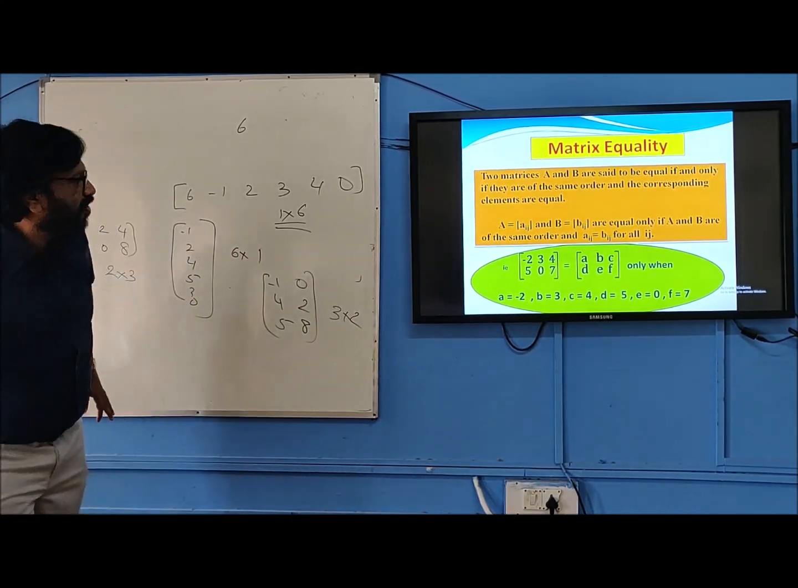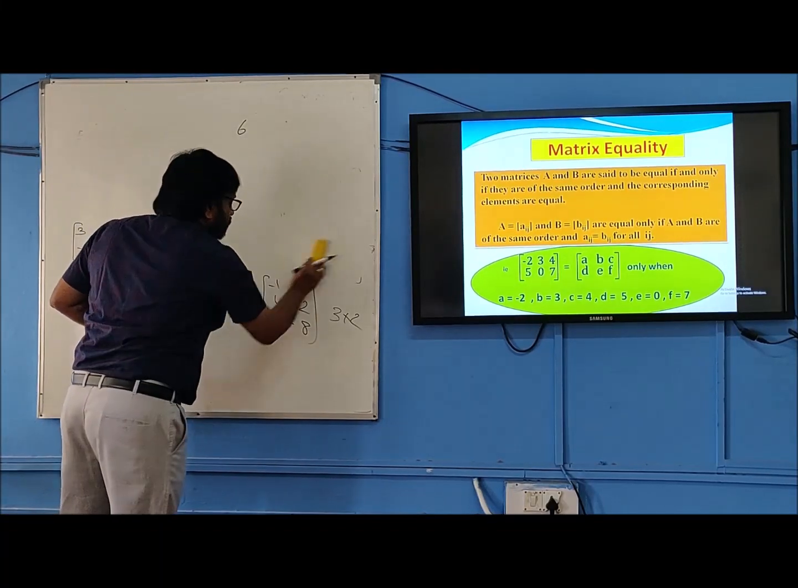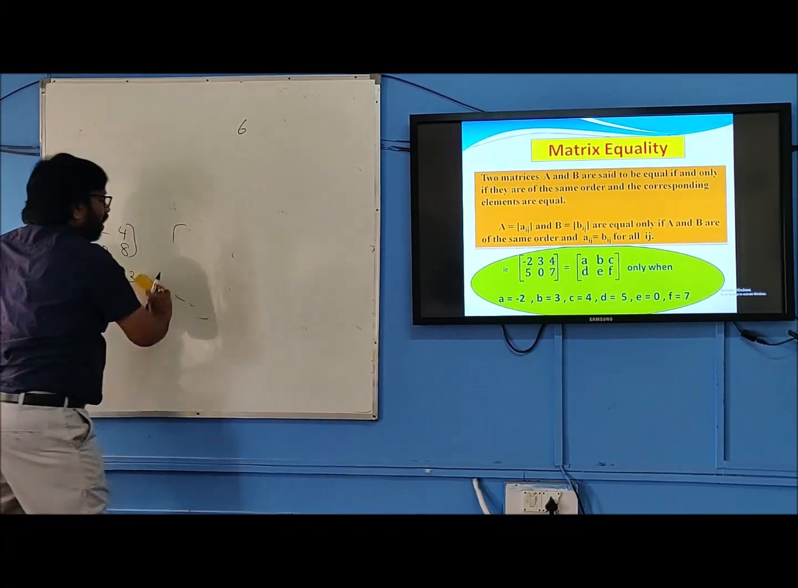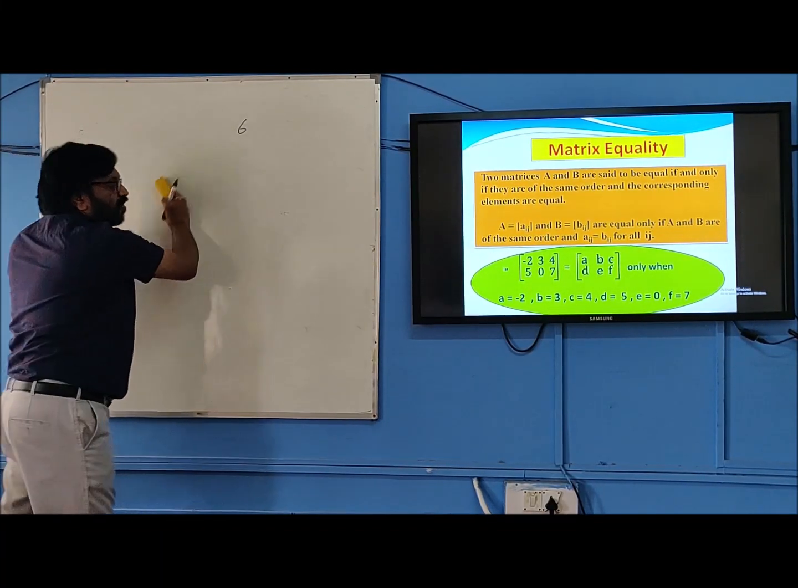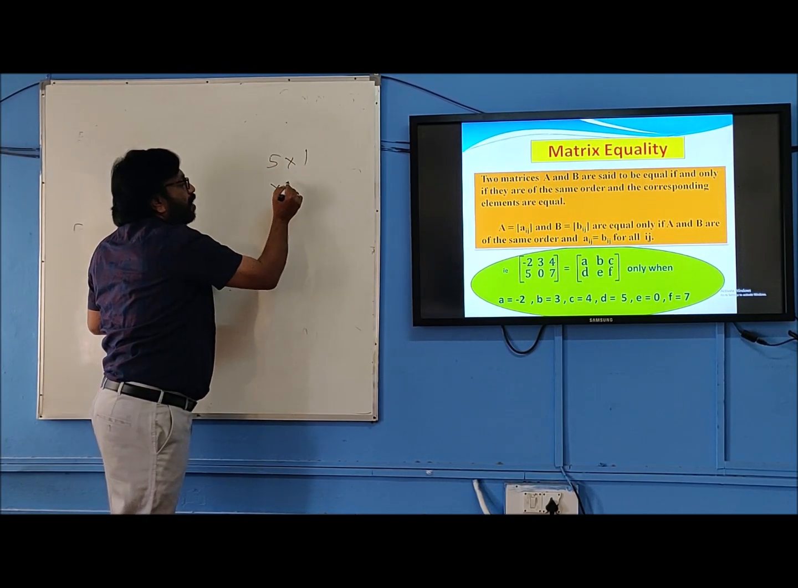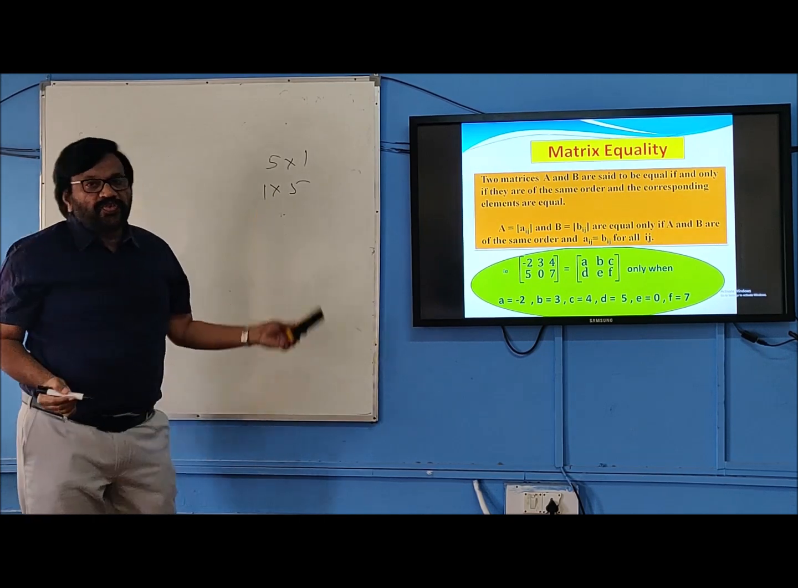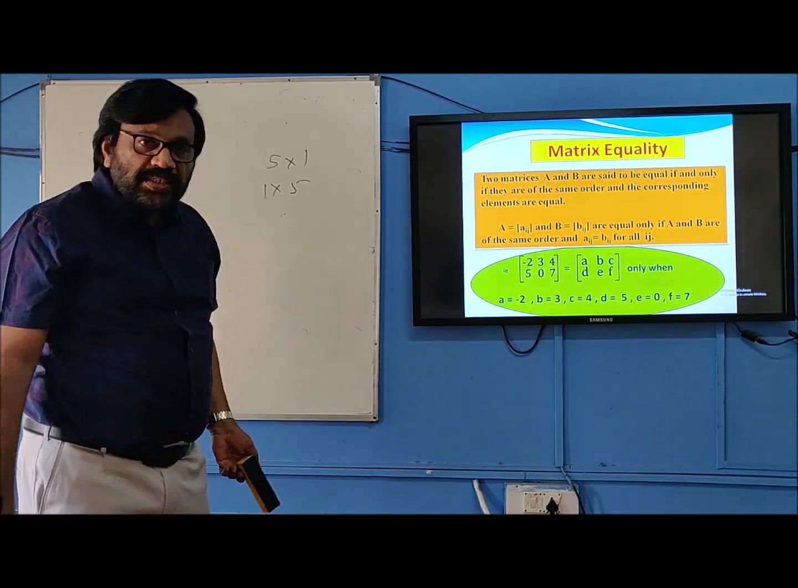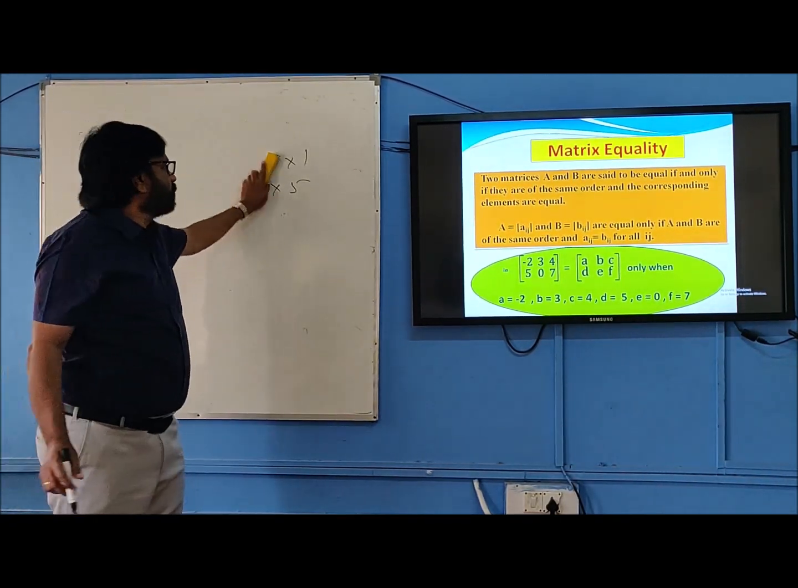Suppose a matrix has 5 elements. Which are the possible ways? In what way can we factorize 5? If there are 5 elements, that is a 5 by 1 matrix or a 1 by 5 matrix. These are the 2 possible ways if there are 5 elements.